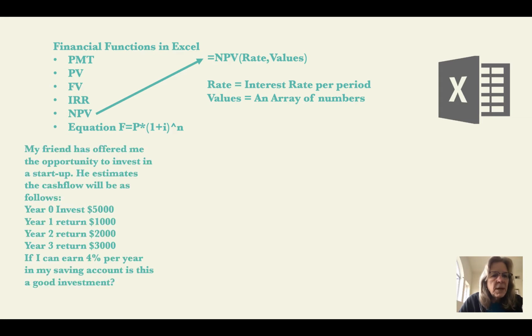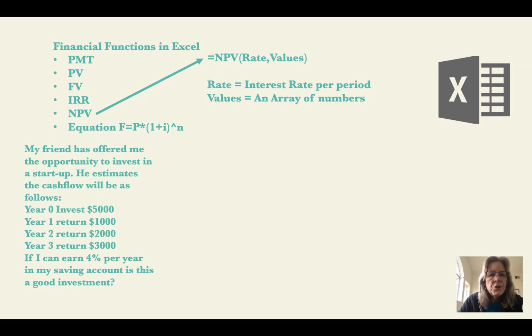My friend has offered me the opportunity to invest in a startup. He estimates the cash flow will be as follows. So I have to initially invest $5,000, and then I get returns of $1,000, $2,000, $3,000. If I can earn 4% in my savings account, is this a good investment?